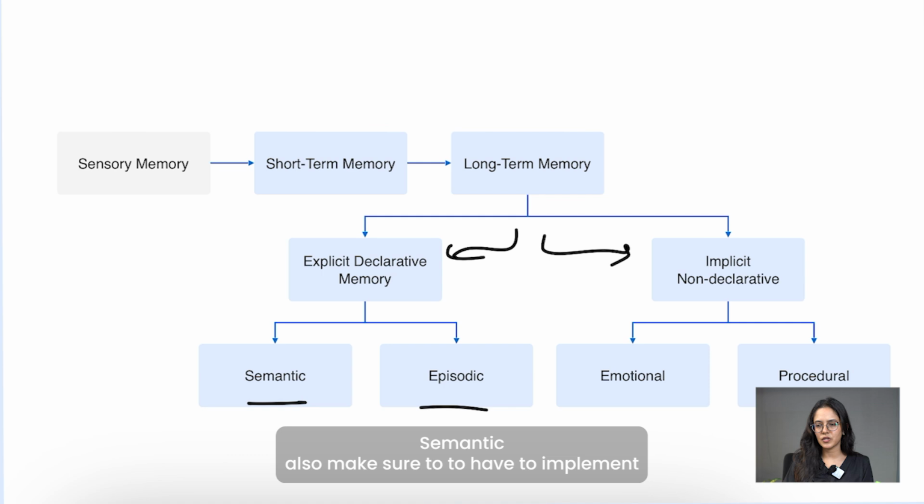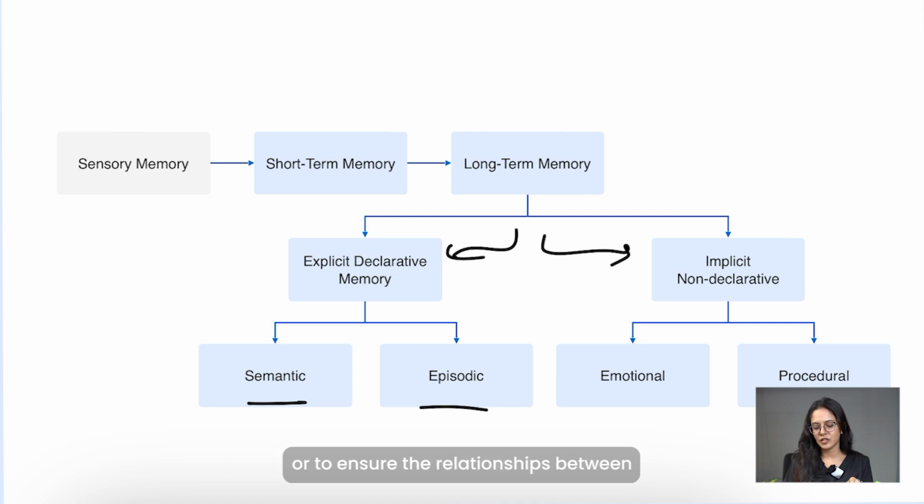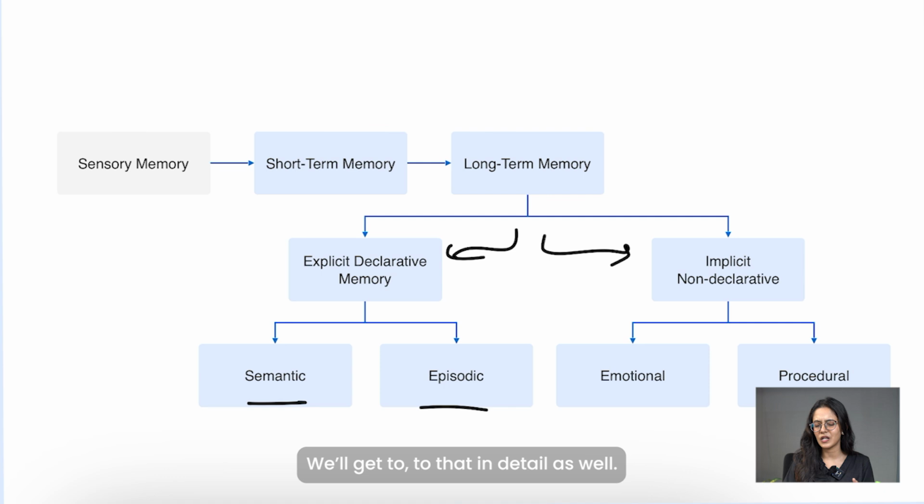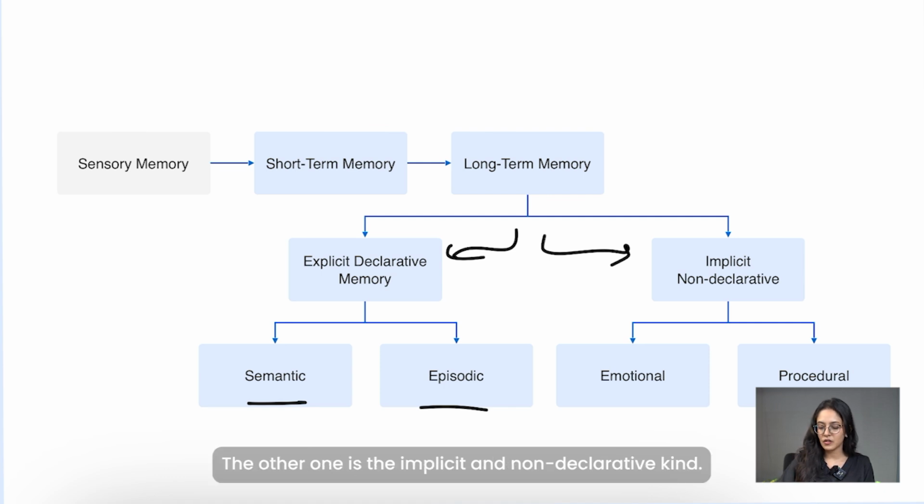Semantic memory also makes sure to implement the relationships between different messages or across conversations as well. We'll get to that in detail. The other one is the implicit, non-declarative kind. Again, it divides into two: the emotional and the procedural.